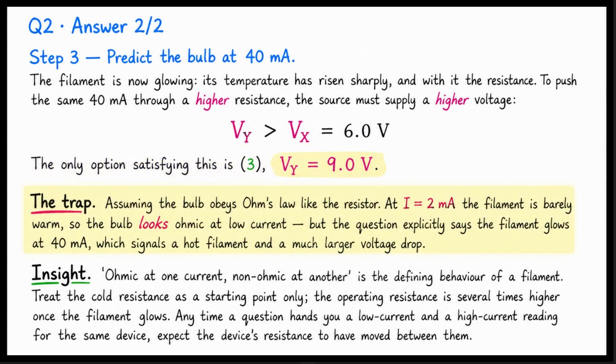At low current, the filament is barely warm, so the bulb looks like a 150 ohm resistor. That misleads people into thinking the answer is option 2, where Vy equals Vx. The clue in the question is the word glows. Once the filament lights up, you know the temperature has moved and with it the resistance. This same distinction will return in the next question, where we look at IV curves directly and ask which of 4 graphs obeys Ohm's law. The visual fingerprint of an ohmic device is a straight line through the origin. Anything else signals non-ohmic behavior at that operating point.